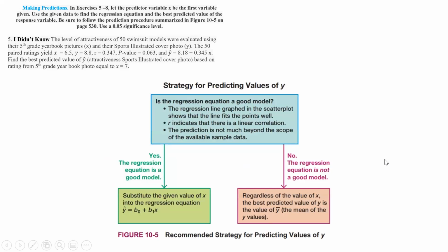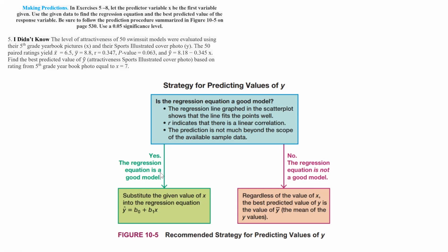All right. Next, there's also a chart. This chart is saying almost the same thing. Is the regression model a good model? Right? You can ask the question, the regression line graphed in the scatter plot shows that the line fits well. R indicates that there's a linear correlation. The prediction is not much beyond the scope of the available data. I might add one more about the p-value is less than 0.05 right here, right? And that'll just be an add-on that I do. I think that's something that's really important. I don't know why they're not saying it right here. So I'll tweak this graph to make it like a Dr. Barnes graph, right? But if you read this, it'll be there.